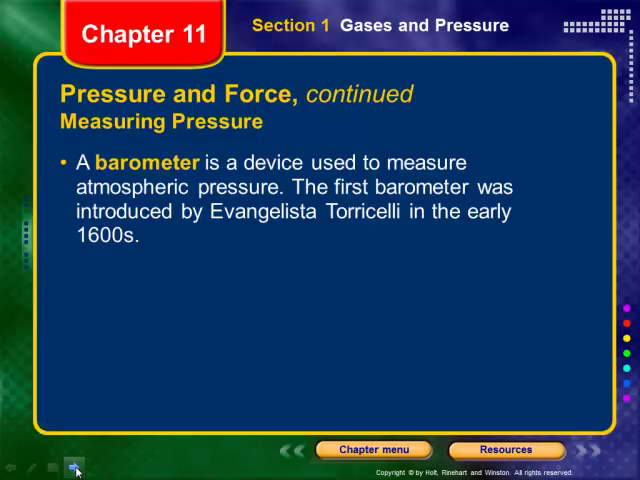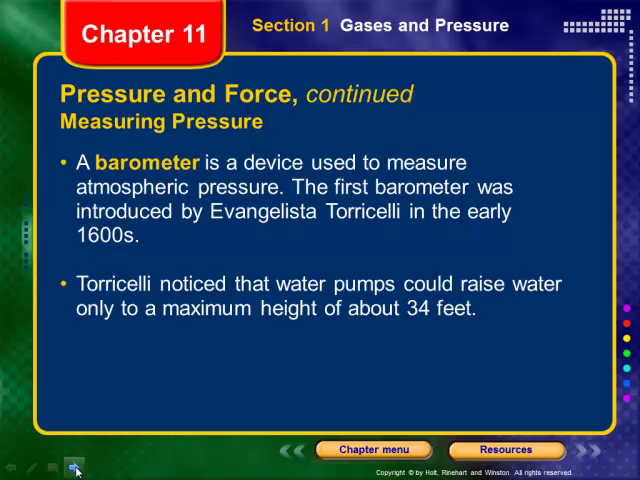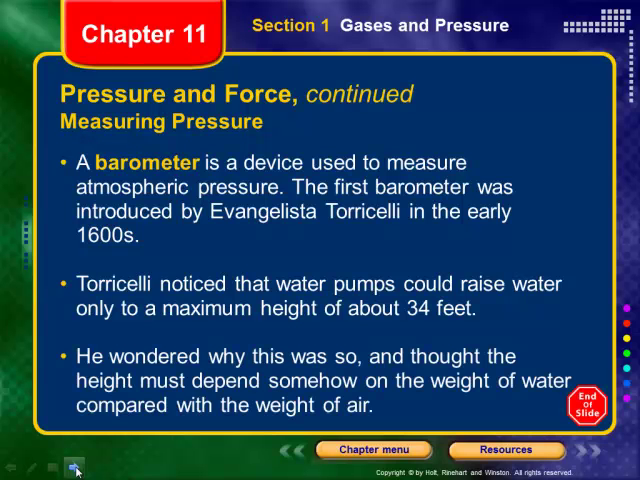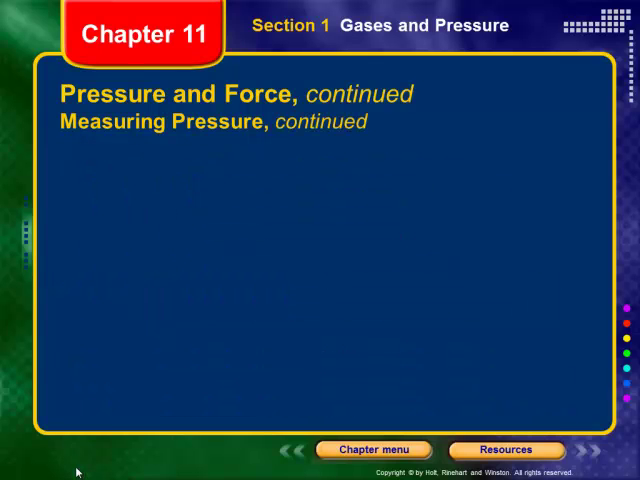The barometer is the device that's used to measure pressure, and this was invented by Evangelista Torricelli. He's an Italian. He invented this in the early 1600s. He noticed that water pumps could only get water to a height of 34 feet. They would not be able to raise it higher than that. He wondered about that and thought that it must depend somehow on the weight of the water compared to the weight of the air.